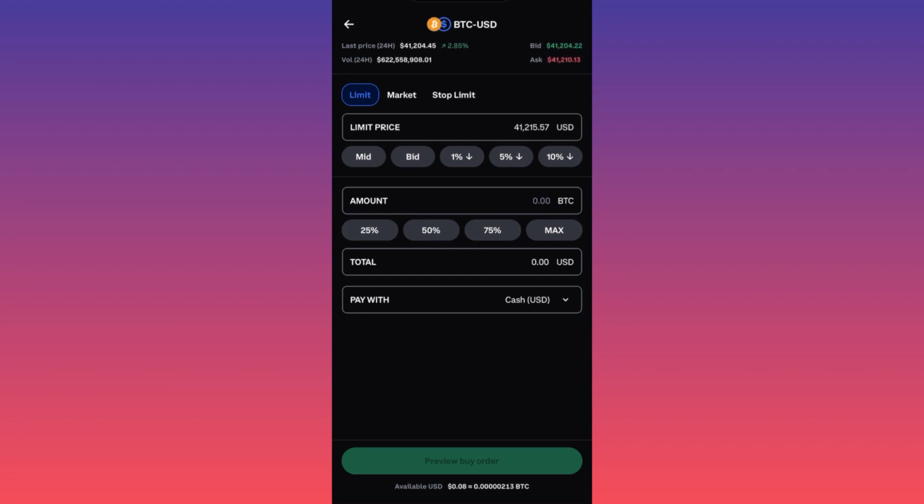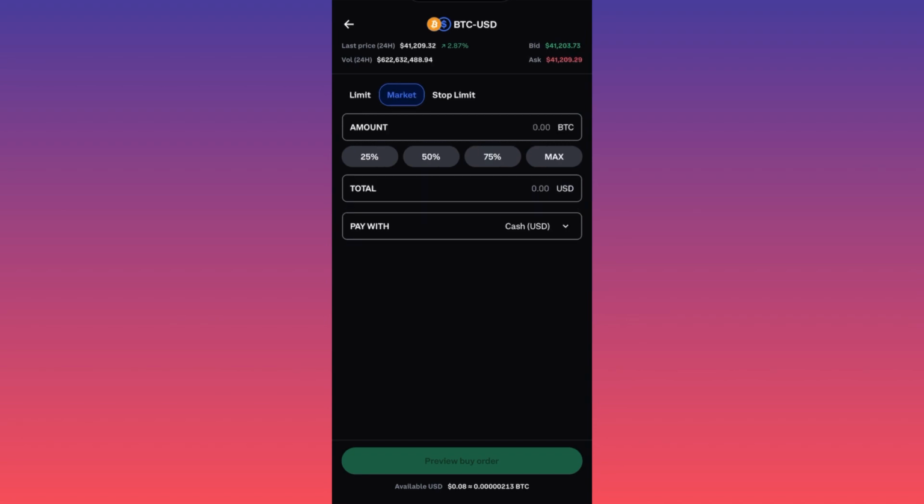If you don't want to wait and if you want to buy right away, you're going to do the market price, which is the current price, which is moving, right? Which means that you don't know exactly at what price your order will be executed until you click buy, because the price is moving every single second.